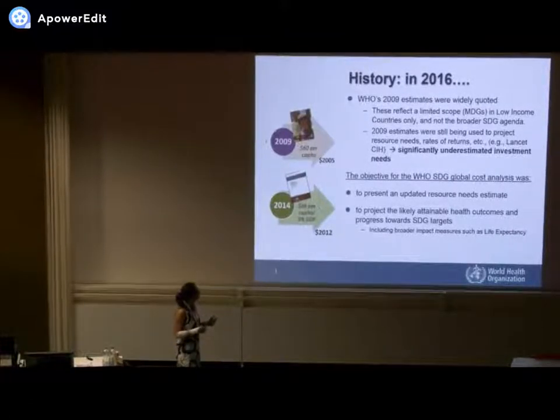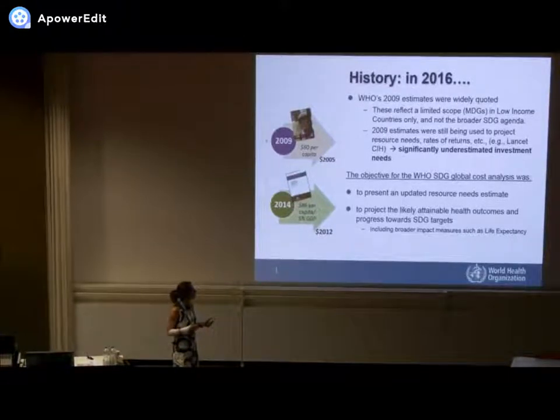So what we found a couple of years ago is that as we were moving from the MDG era to the SDG era, countries and academics were still quoting estimates that we published in 2009, which were published as part of the high-level task force on innovative financing. And those estimates concluded that on average, low-income countries would need to spend around $60 per capita if we wanted to attain the MDG targets in low-income countries.